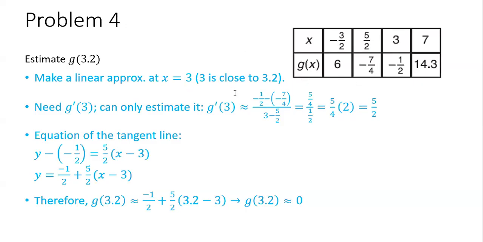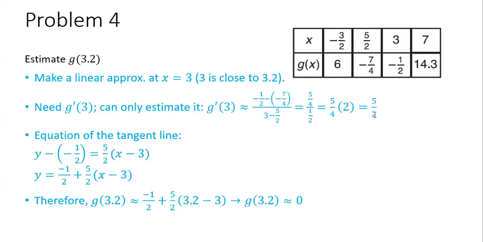Okay, so we need g prime of 3. We need a slope, we need a point. We have a point, 3 and -1/2, but we need a slope. So we got to estimate the slope with a nearby point. Okay, so that's what I did here. I guess I chose this point over here, 5/2 and -7/4. Okay, so g prime is about 5/2.